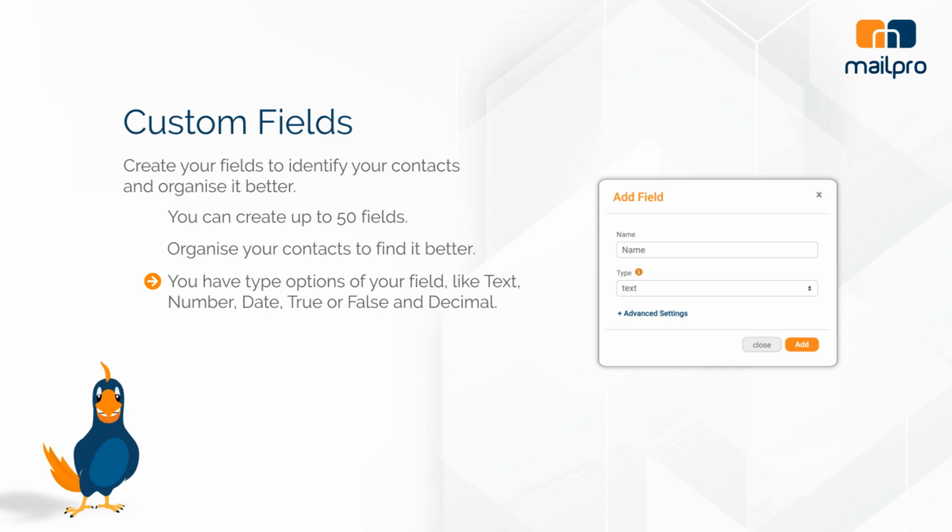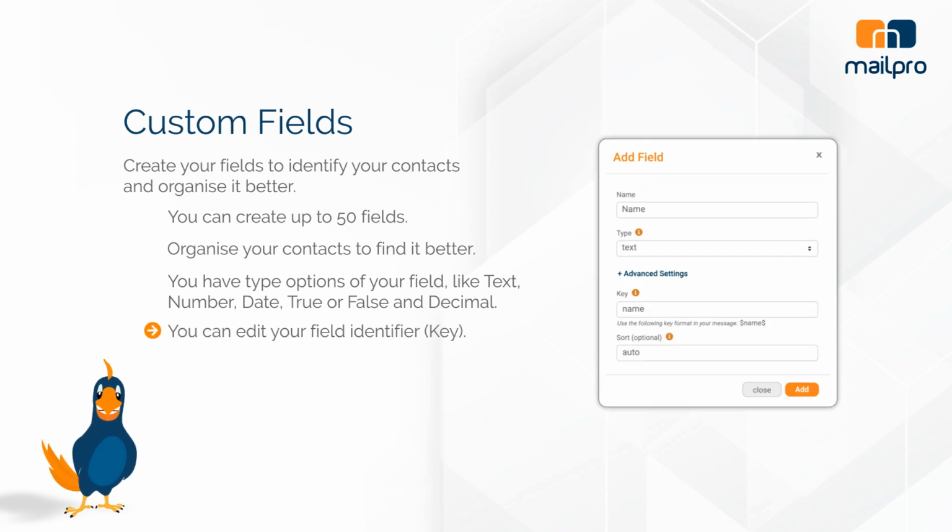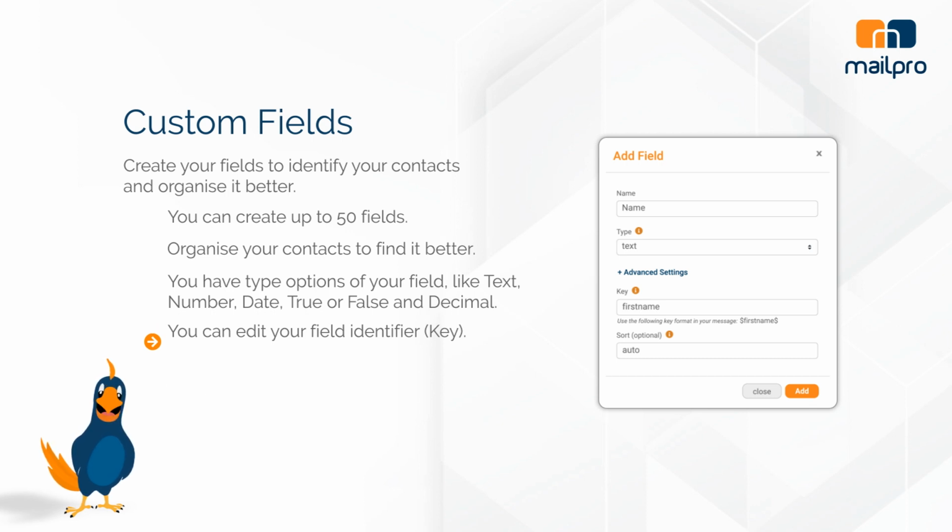You also have the possibility to choose the type of field. It can be text for a name, a number for a telephone or postal code, a date for a birthday or an appointment, true or false for simple information, like if you're married or have children, and decimal for numbers that require decimals, such as entering your annual income. You can edit the field identifier, key, to make it simpler to personalize your newsletters with dynamic fields. And the best part, you can use your fields to create segments or automatic actions.